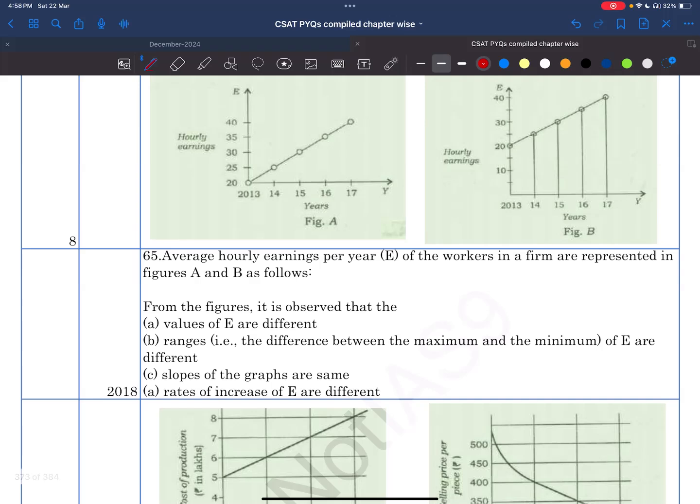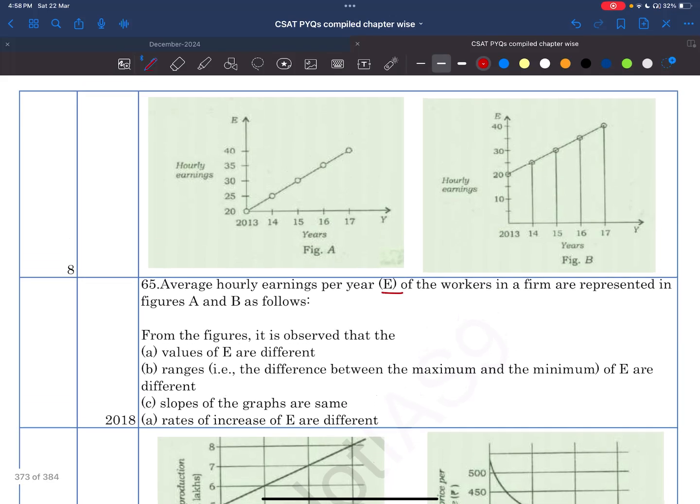Average hourly earnings per year of workers in a firm are represented in figures A and B as follows. This is A. This is B. From the figure, it is observed that the values of E are different, the ranges of E are different, the slopes of the graphs are the same, the rates of increase of E are different. See here, this is the graph. One is taking the reference directly from 20. Here it is taking from 0.